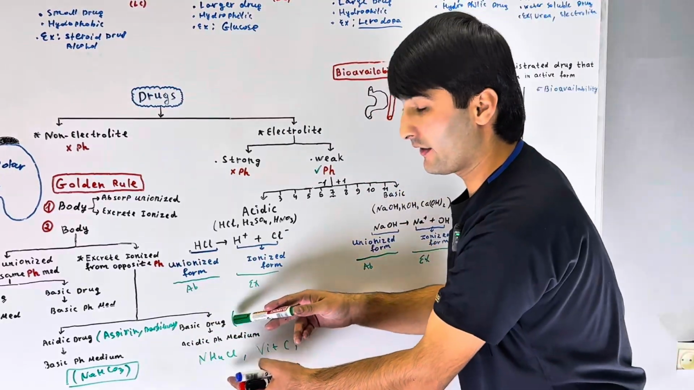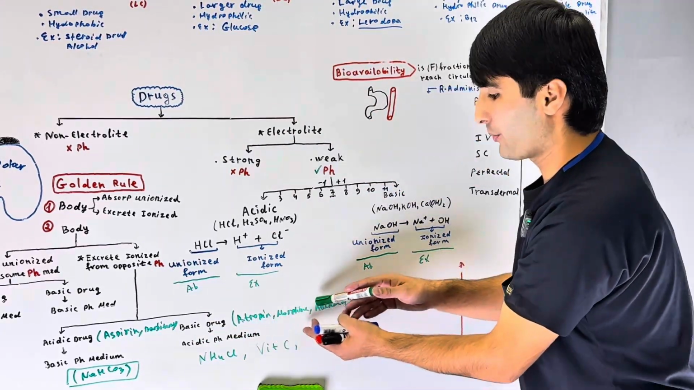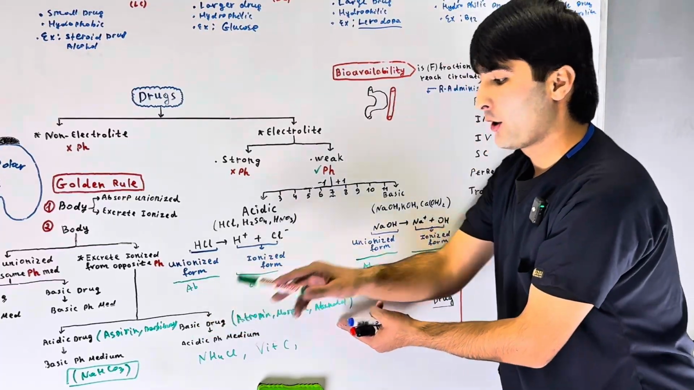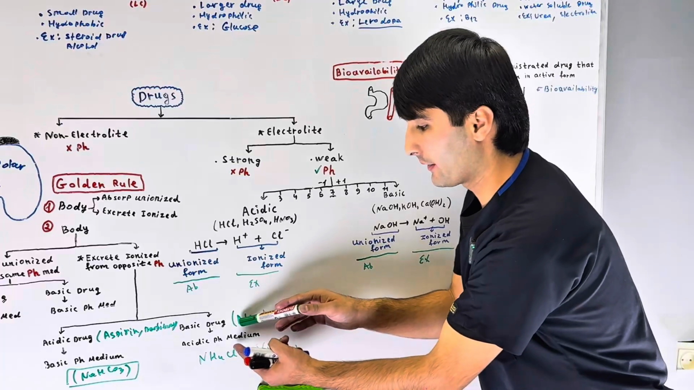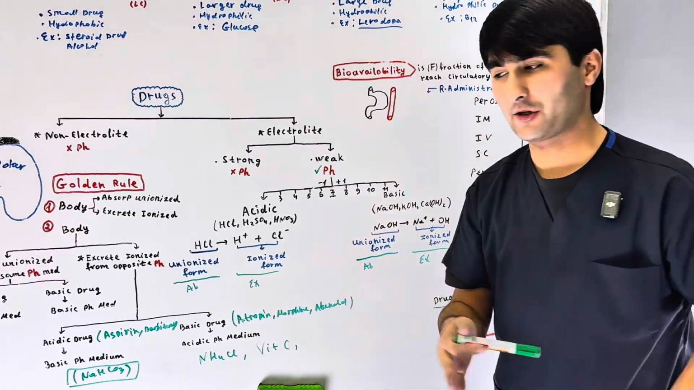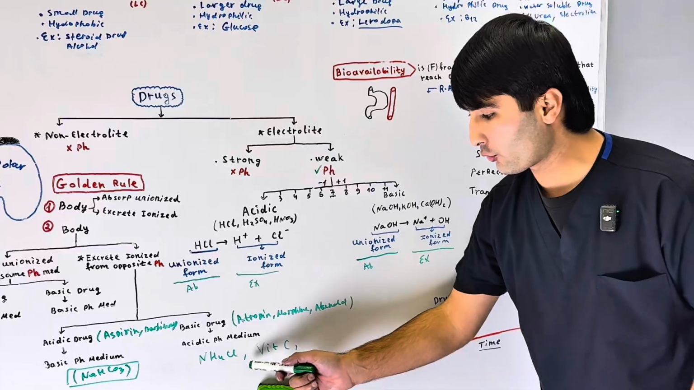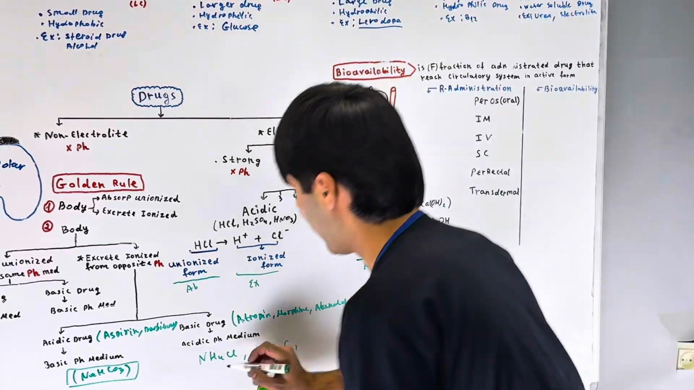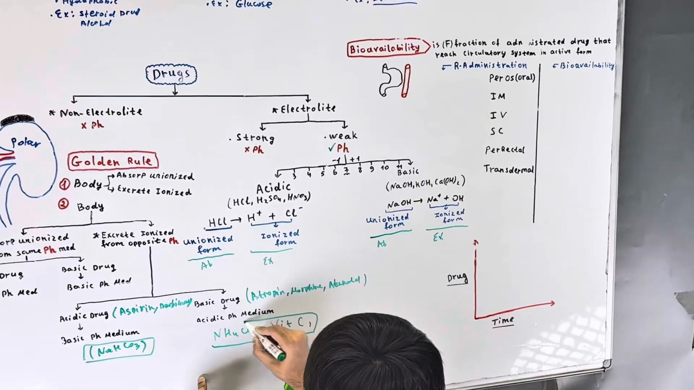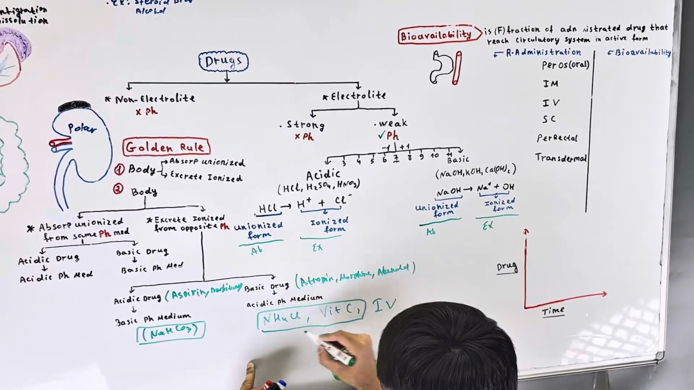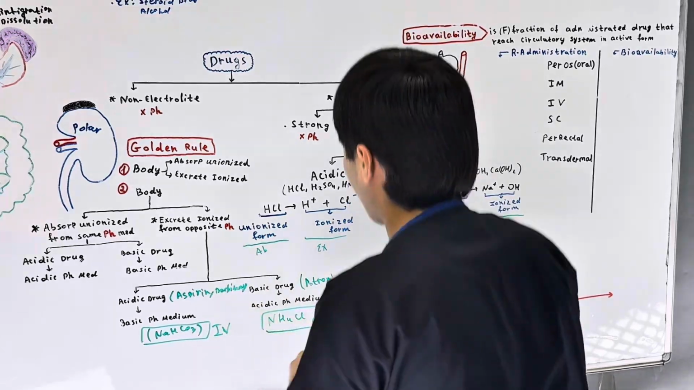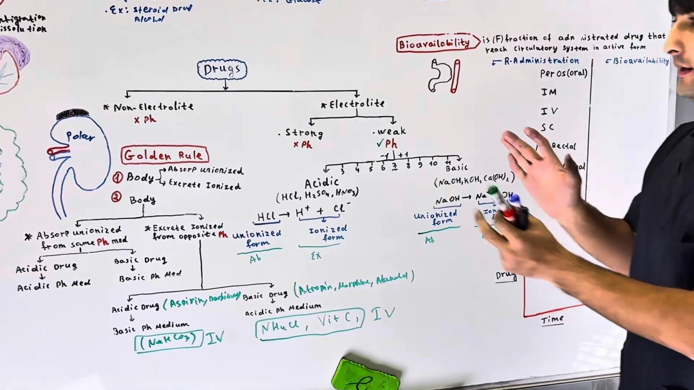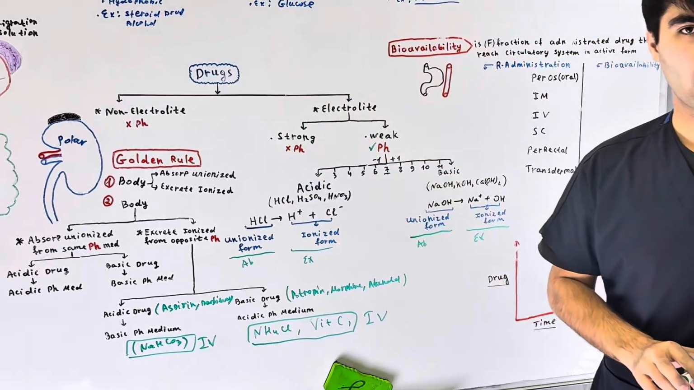So if the patient is poisoned with what? With atropine, with morphine, with atenolol, the drugs which belong to the basic group, you should make the kidney acidic in order to improve the excretion of the drugs through the kidney. In this case, you can use vitamin C or hydrochloric acid intravenously in order to improve the excretion of this drug from the patient's body in order to eliminate the poisoning. It was how the pH of the drug affects absorption.